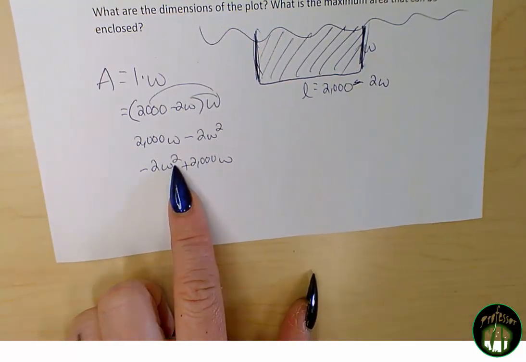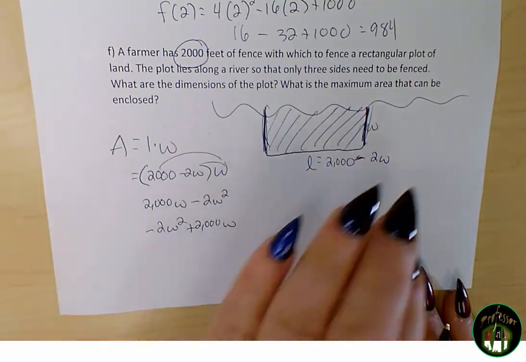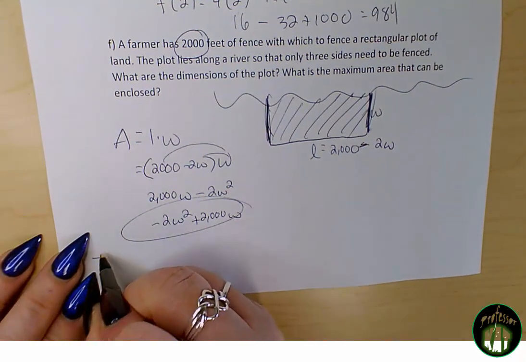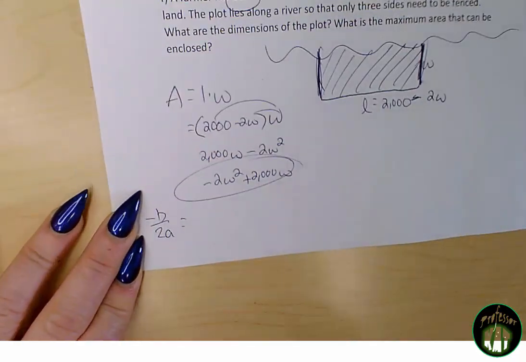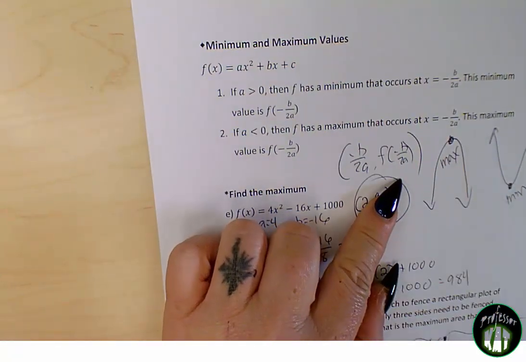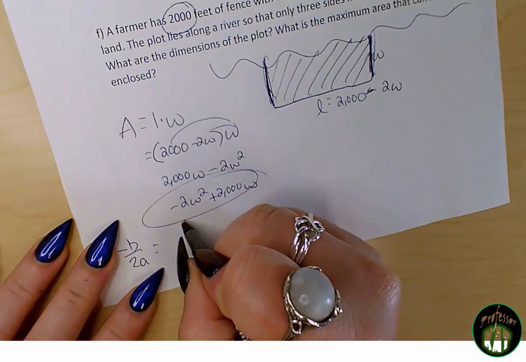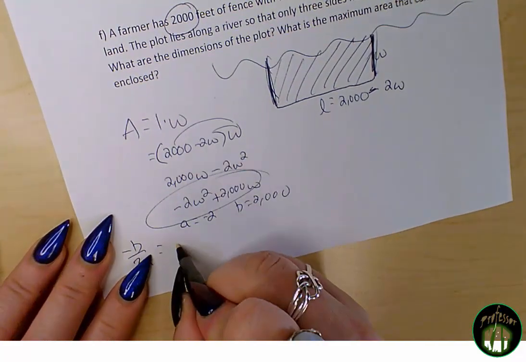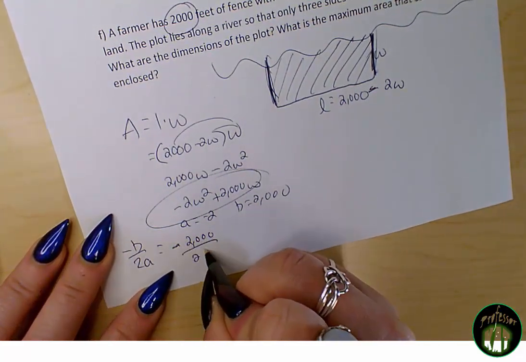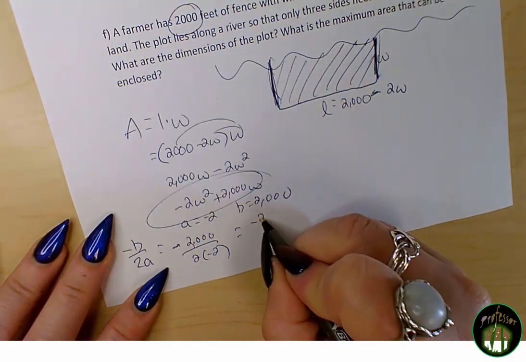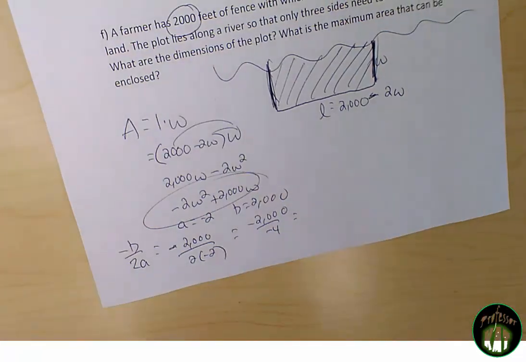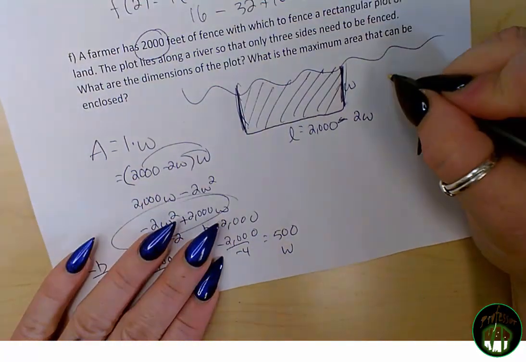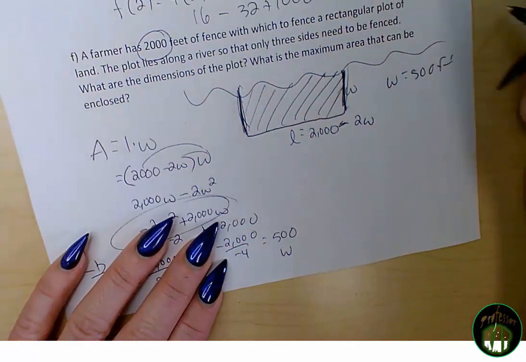All right, so it's in proper form. Notice this is a quadratic equation. And if we want to know the maximum area here, let's maximize this quadratic equation, which means we are going to use the max formula, which is the same thing as the minimum formula. A is negative 2, B is 2,000, so let's plug that in: negative 2,000 divided by 2 times negative 2. That gives us negative 2,000 over negative 4, which equals 500. That represents our width. The width is 500 feet.